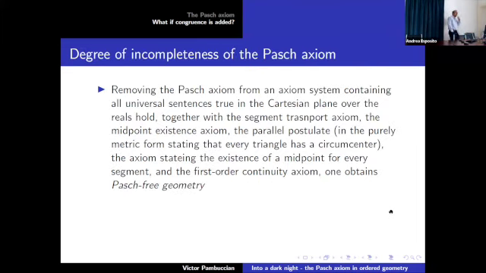Now, what is the degree of incompleteness of the Pasch axiom? So let's call Pasch-free geometry the stuff that I said before. I mean, throw in everything universal about congruence and betweenness. Throw in the existence of a midpoint, the segment transport axiom, and the first order continuity axiom. Call this Pasch-free geometry.